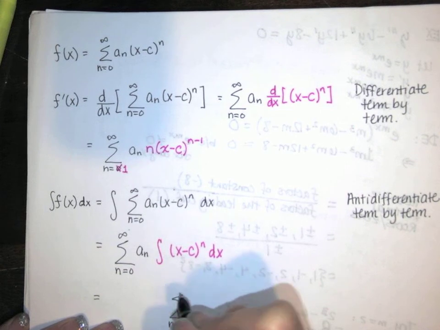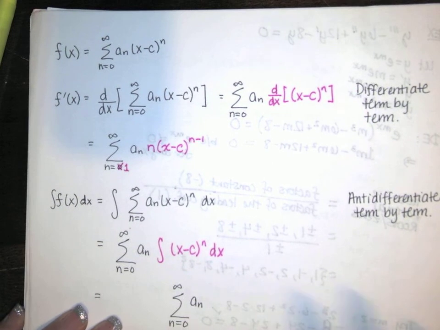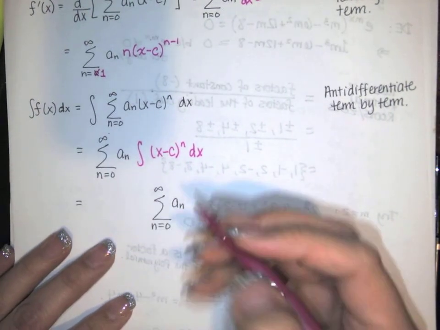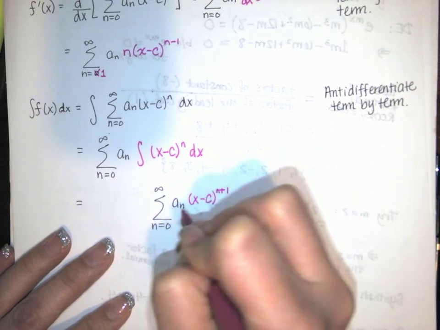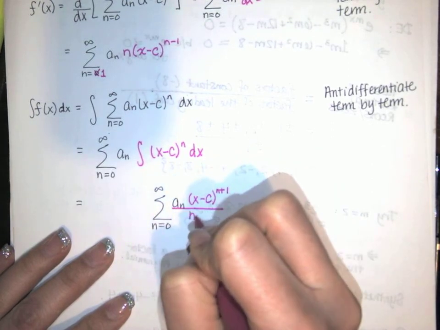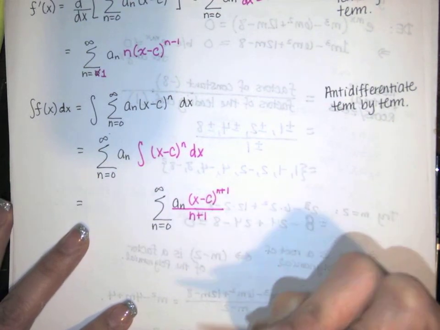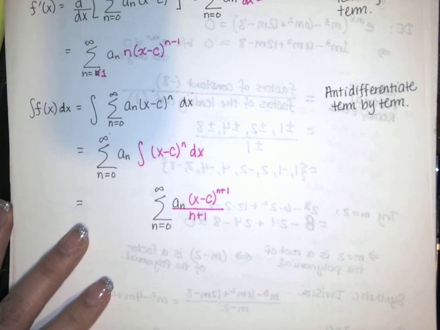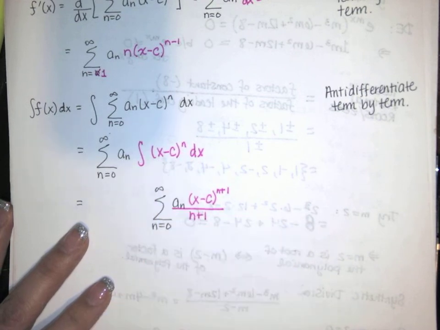So we have the sum as n goes from 0 to infinity of a sub n. And then to take the antiderivative of this, using a very simple u-sub where u equals x minus c, we get u to the n plus 1 divided by n plus 1. And since du and dx are the same, I don't need to actually write out that u substitution. This is u to the n du if we do the u-sub.